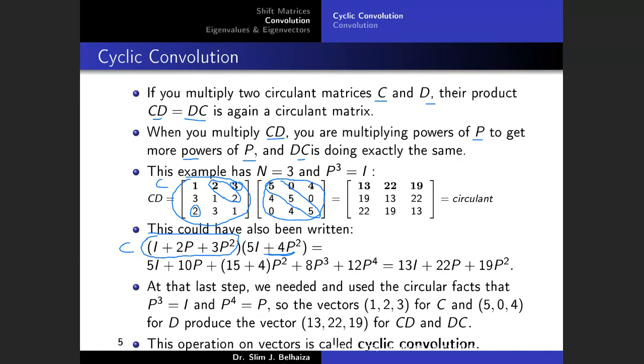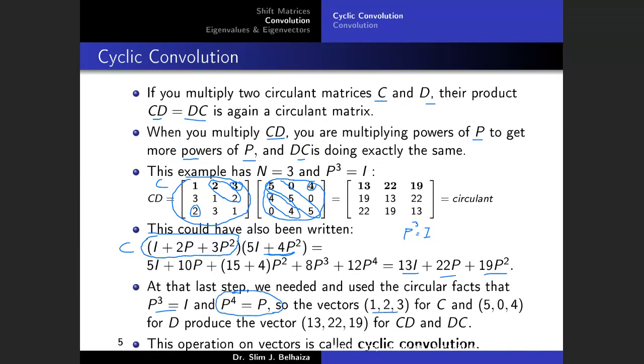Okay, you see the 4 is on the side and on the lower diagonal. Now if you do the math here, if you expand, you are going to end up with 13I plus 22P plus 19P squared. Of course, here, if you are working on size 3, you know exactly that P to the power 3 is exactly I again. At the last step, we used the circular effect that P to the power 3 is equal to I, and P to the power 4 will give you again P.